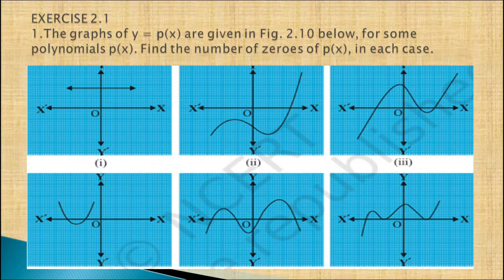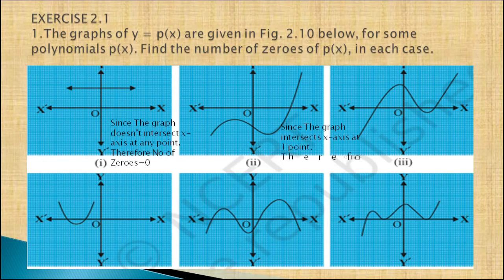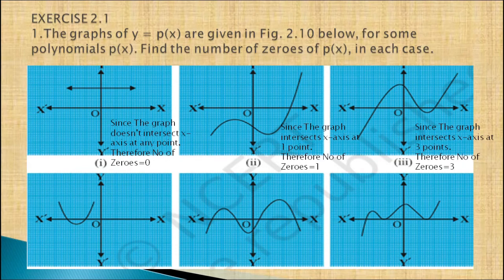So look at this first one. Here the graph is not intersecting the x-axis, hence the number of zeros is 0. Second, here the graph is intersecting the x-axis exactly at 1 point. You can see, so the number of zeros is 1. Figure third, the graph is intersecting the x-axis at 3 points, hence the number of zeros is 3.